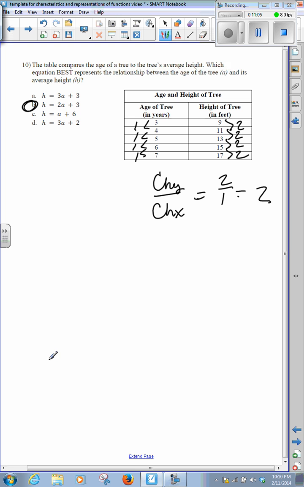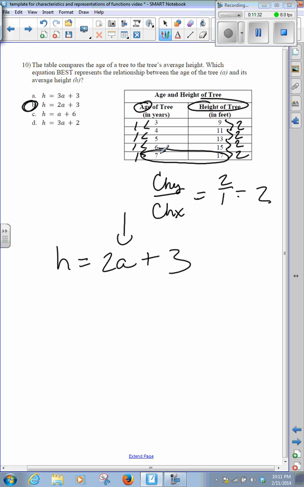But I'm going to double check and make sure. If B is in fact correct, that means I should be able to put a number in for A, age, multiply it by 2, and then add 3, and get H, the height of my tree. So I'm going to take, let's see, I'll just take this set right here. So I should be able to put a 7 in for A and get a 17 out for H. So let's see. Instead of 2 times A, I'll do 2 times 7 and get 14. 14 plus 3 is, in fact, 17. So that's another reason that I know that B is the right answer.